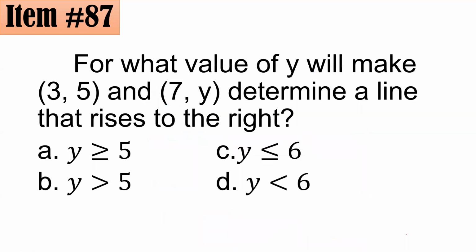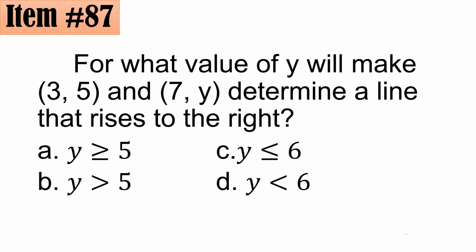87. For what value of y will make 3, 5, and 7, y determine a line that rises to the right? Did you go for A? Y is greater than or equal to 5. B, y is greater than 5. C, y is less than or equal to 6. Or D, y is less than 6. Wow, unanimous po yata yung sumagot for number 87.